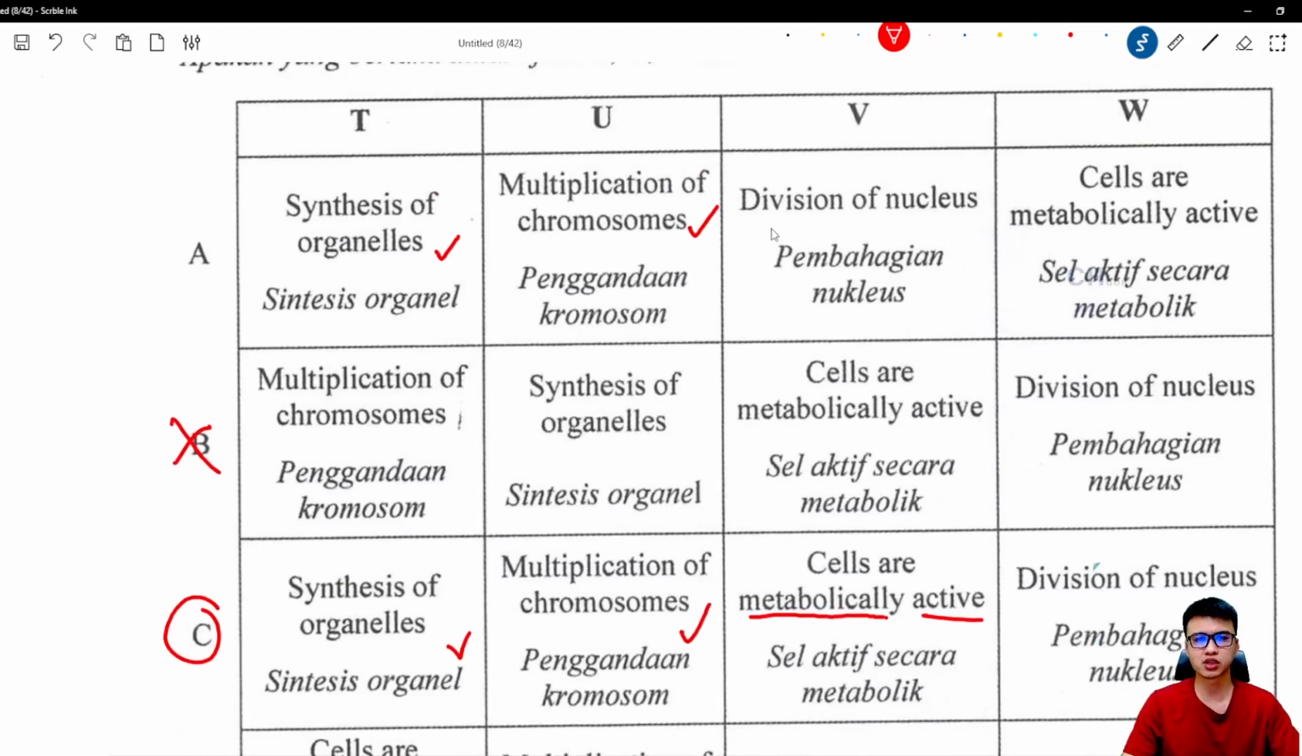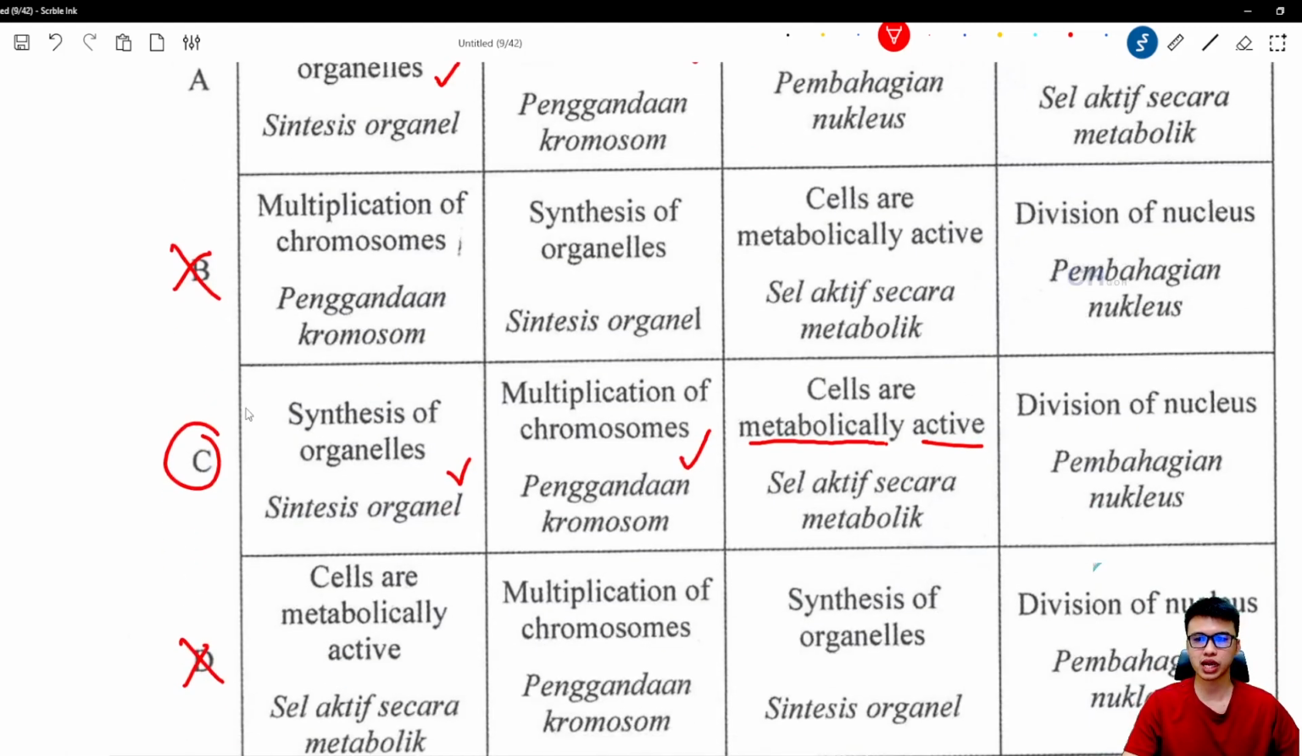A is not the answer because division of the nucleus is happening in the M phase, for example, mitosis. If you guys refer back to the definition of mitosis, it refers to the division of the nucleus. So it is happening in the M phase. So the answer is C.